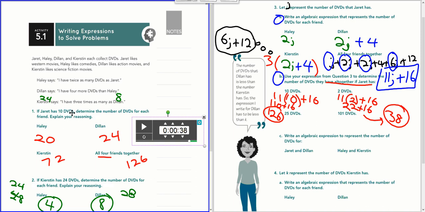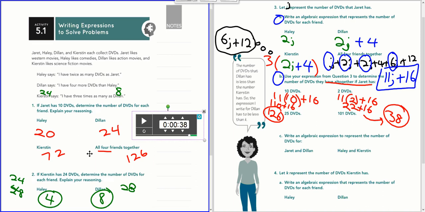Okay? So when it's a number, we can double that, and we get 20. Right? And then Dylan says, I have 4 more than Haley, so we add 4 to that and get 24. And then Kirsten says, I have 3 times as many. Okay? So we triple that, and we get 72. And then for a grand total, we add 72, 24, 20, and Jarrett's 10, and we get 126.